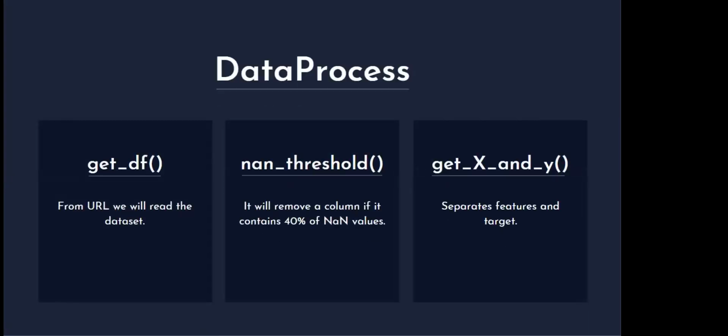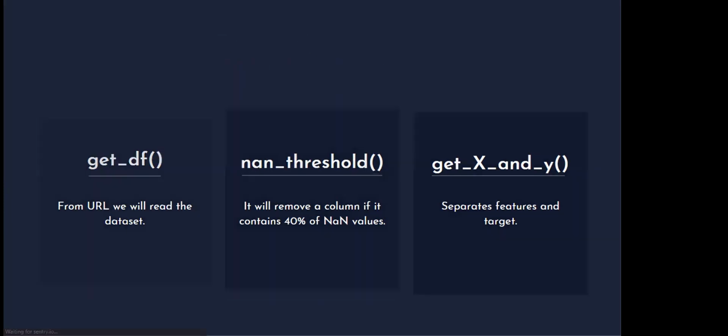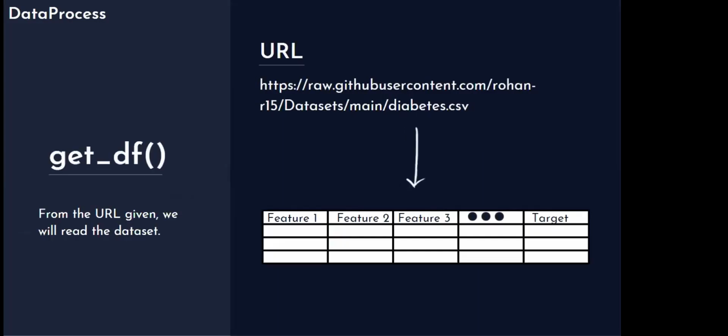So in the data process class, we have 3 methods. One is get df, the second is nan threshold, and another one is get x and y. So let's see one by one. In the get df method, we first collect the URL from the input, and it reads the data set whether it is in a TSV file or CSV file or XML file, anything. It can read these different file formats.